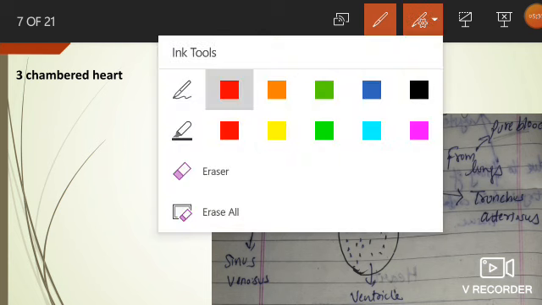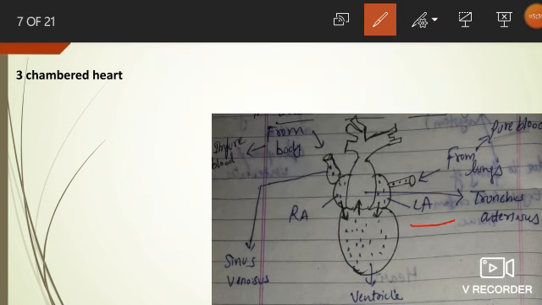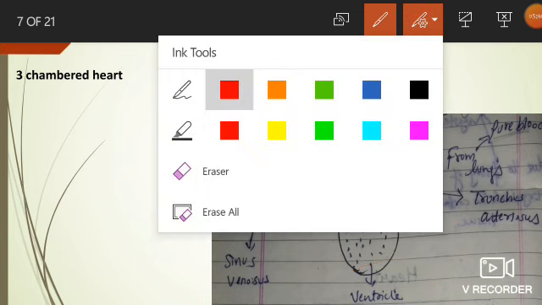Here you can see the left atrium, right atrium, sinus venosus, ventricle, and this is the truncus arteriosus. Now we will see the blood circulation.